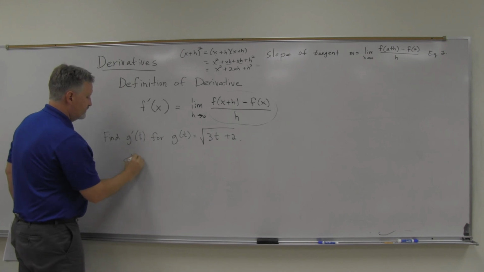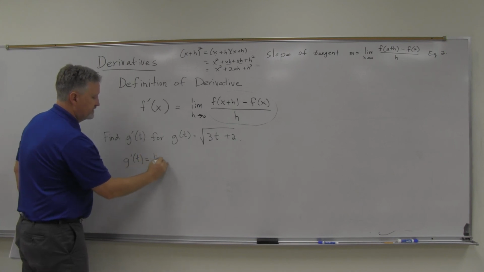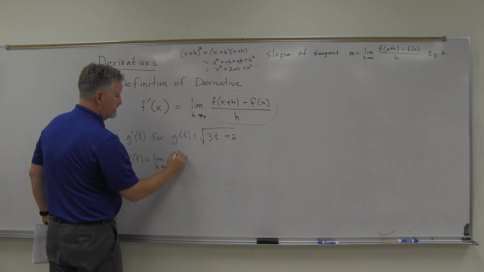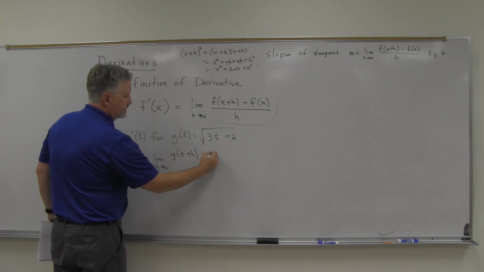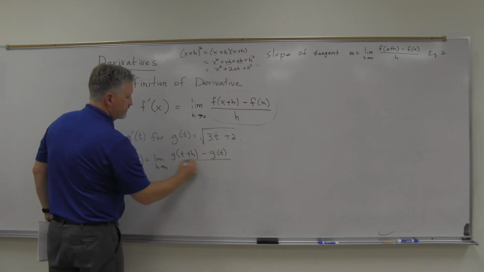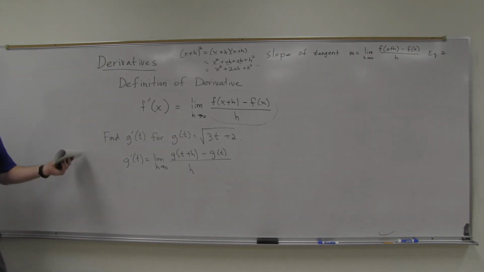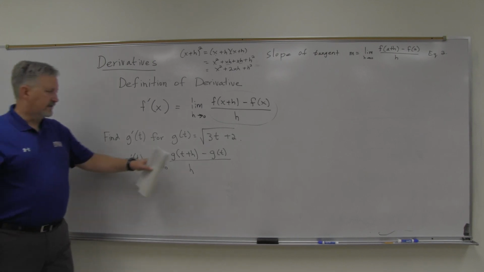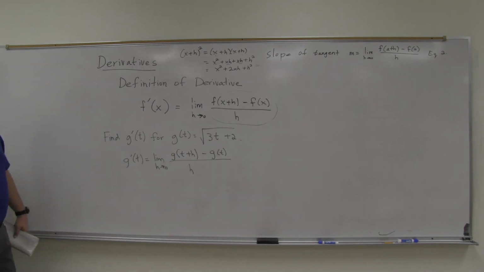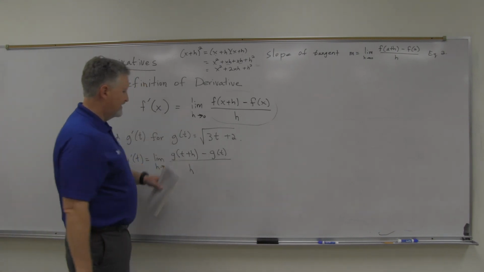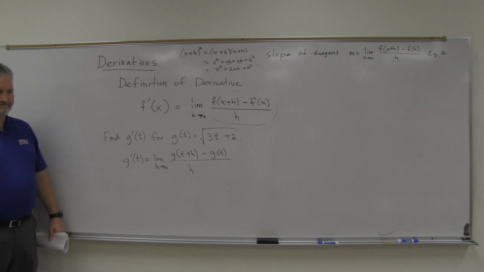So g prime of t, what's it going to be? It's the limit as h approaches 0. Well, instead of f, I've got g, and instead of x, I've got t, so it'd be g of t plus h minus g of t, over h. So just make those little conversions there, same thing. Using the definition. Again, that's what we're doing here. Got to use the definition. You know, any shortcuts? Not yet. Can't do any shortcuts yet. Using the definition here.